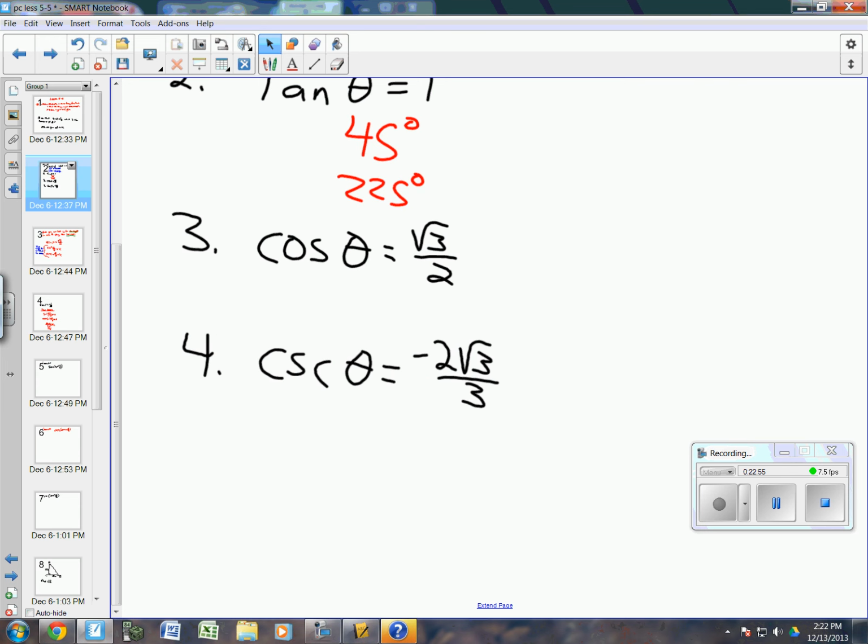What about the next one? Cosine of theta equals square root of 3 over 2. Raise your hand when you got this one. Kimberly, what's one of them? Ryan, what's one? Tyson, what's another one? 330. 30 and 330, does everybody agree? Okay. How about number 4? A little bit more difficult.